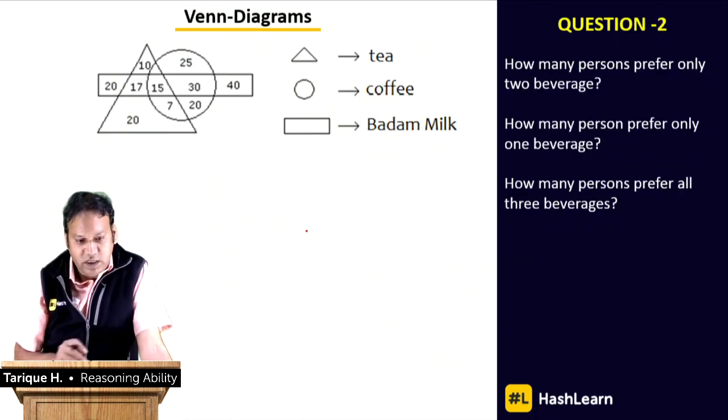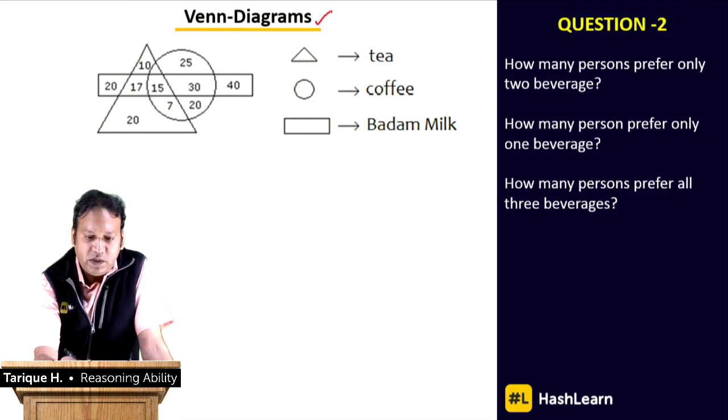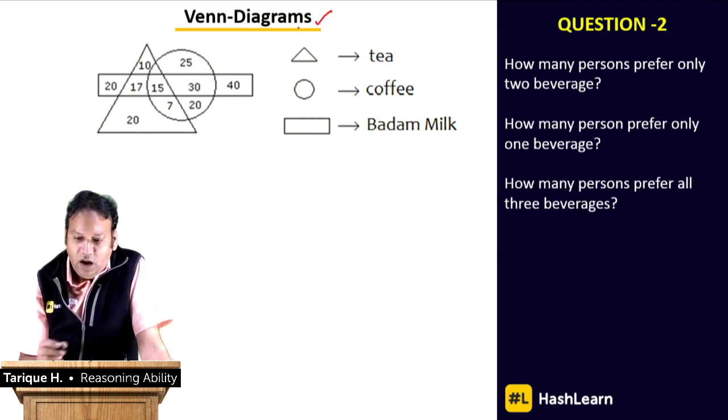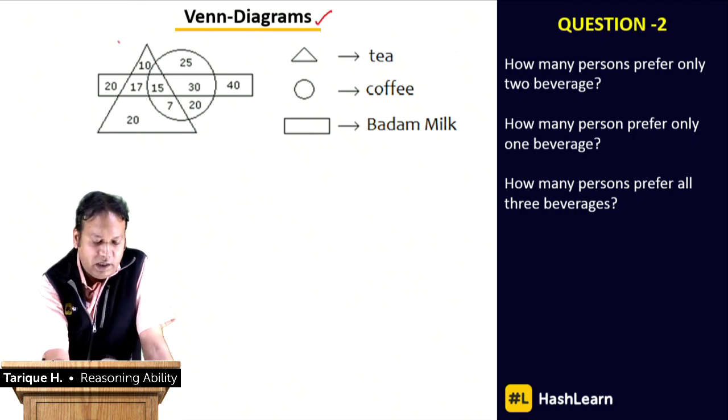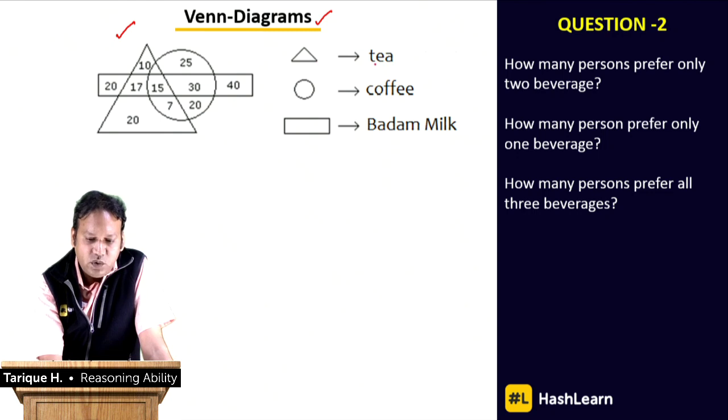Now let's look at the next question here. This is the next Venn diagram based question that you can get in the examination. A diagram is given to you. There's one triangle, there's one circle, and there's a rectangle. Now the triangle represents those who drink tea, the circle represents those who drink coffee, and the rectangle represents those who drink badam milk.